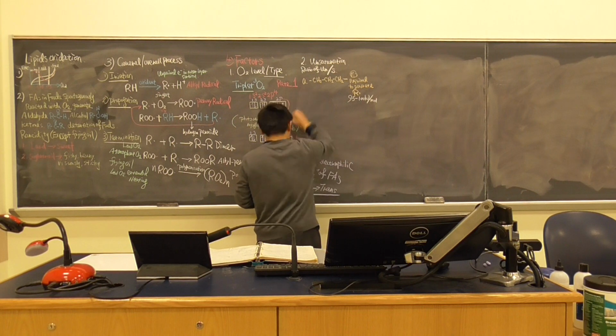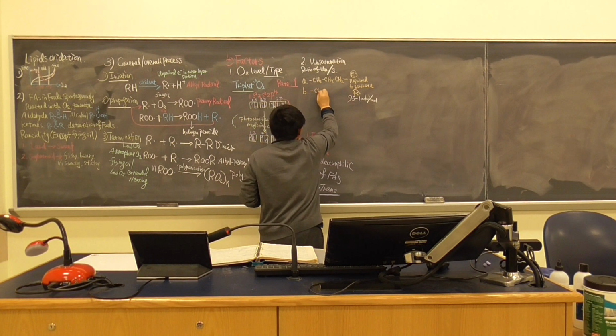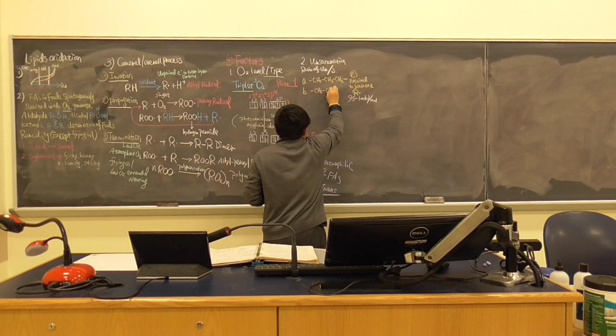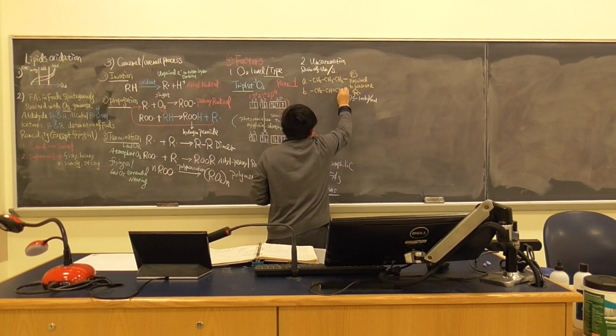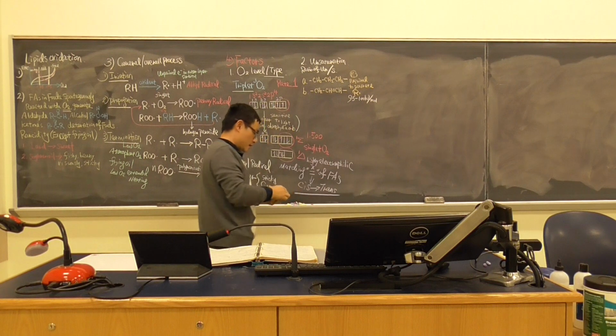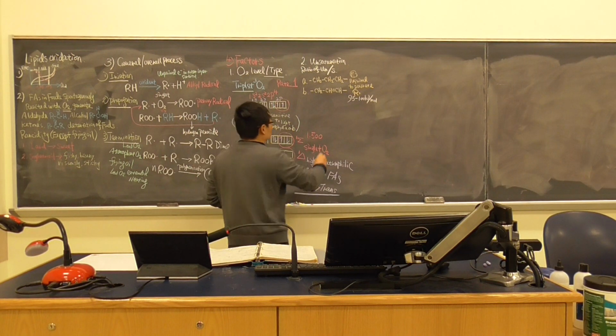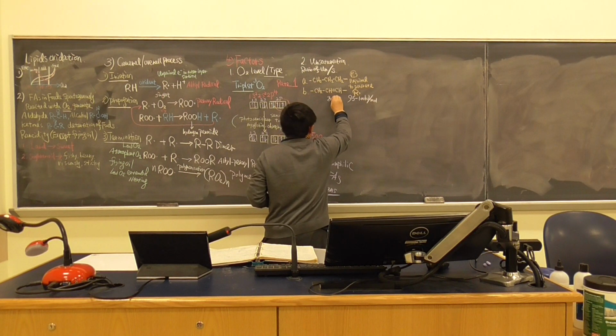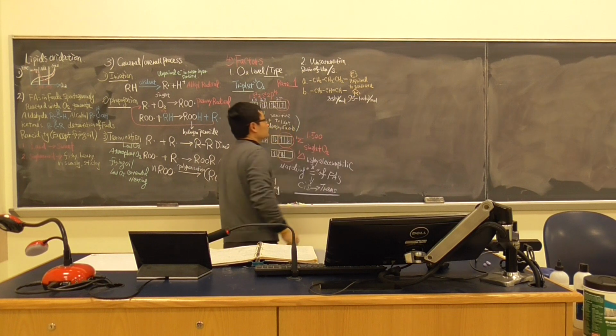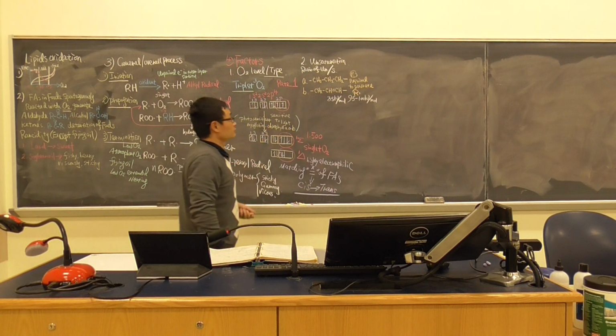If I have a double bond there, let's say like this, the energy will be lower. The energy required to generate a free radical will be only 85 kJ per mole. So that's the first thing.